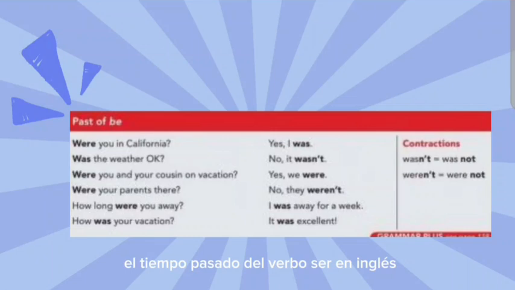The past tense of the verb to be in English is expressed by was and were. Was is used for the first person singular and the third person singular. Were is used for the second person singular and all persons plural.